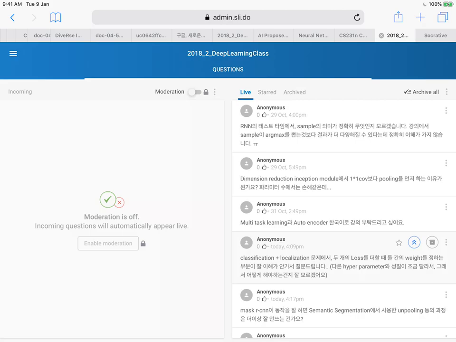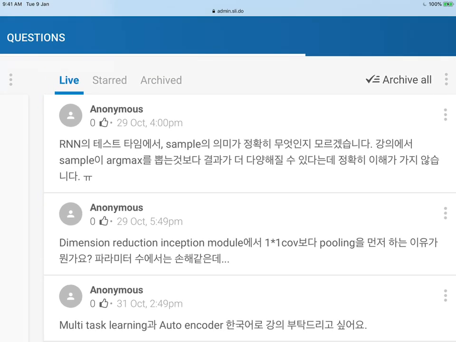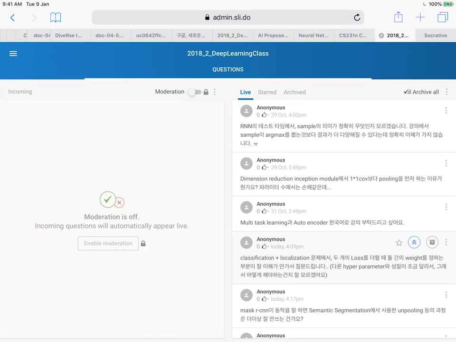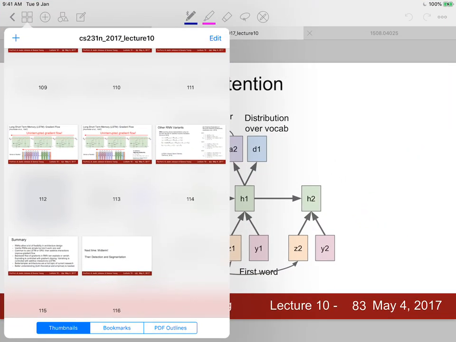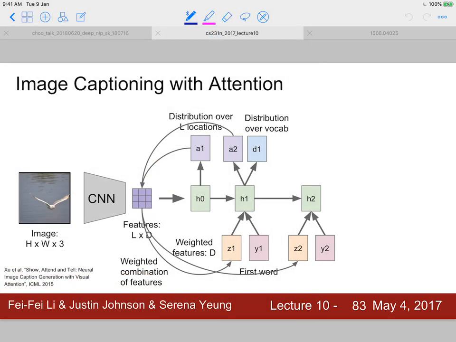But anyways, that's that. Let me just address probably the last question about this RNN. So if you studied this, did we cover the beam search?